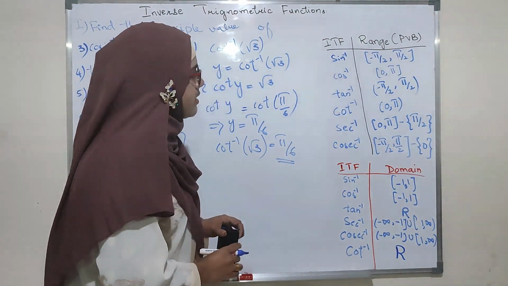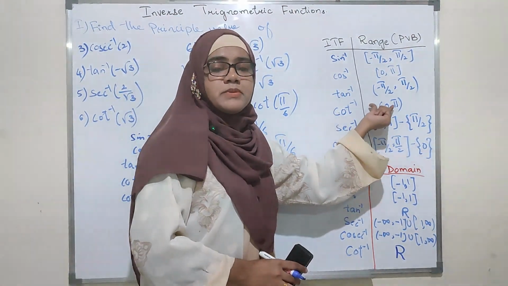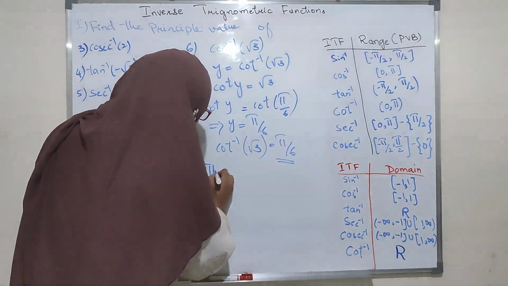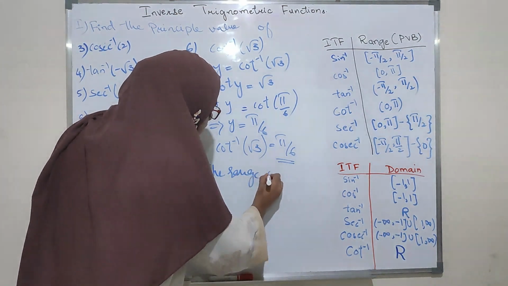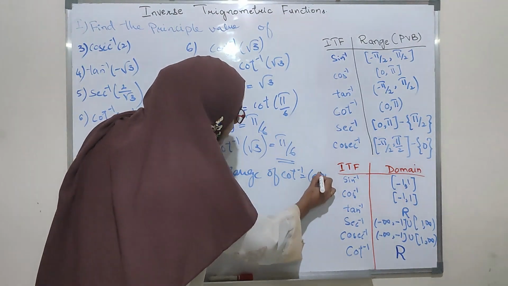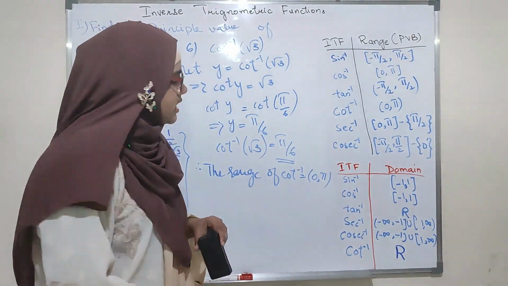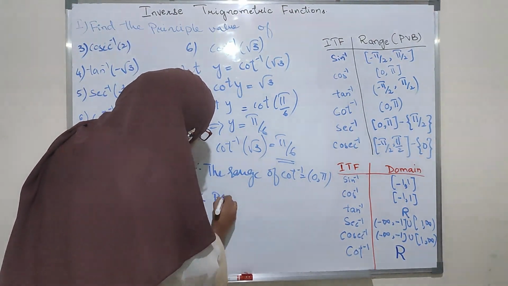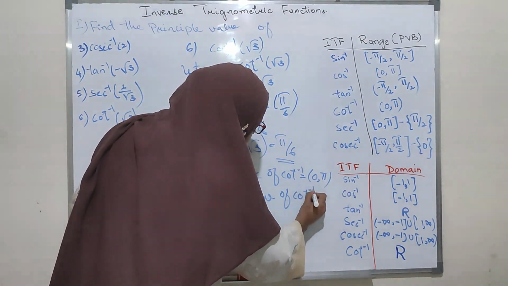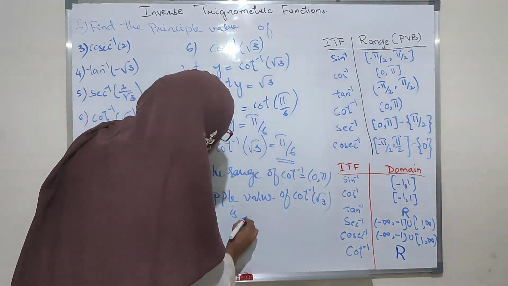We have to check whether this pi by 6 lies in the principal value branch of cot inverse. The range of cot inverse is the open interval 0 to pi. So pi by 6 is 30, and it lies within the principal value branch for cot inverse. So we can write the principal value of cot inverse of root 3 is pi by 6.